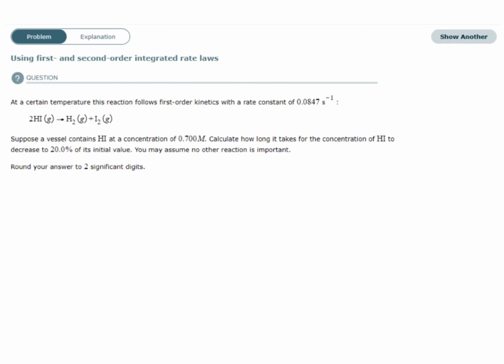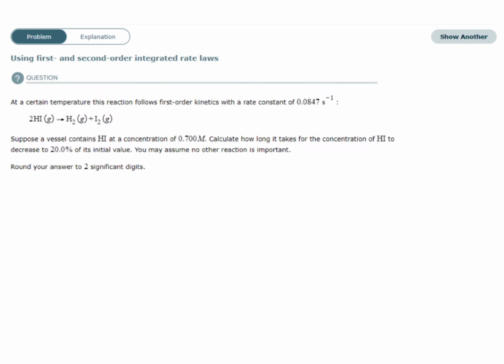In this example, at a certain temperature, this reaction follows first-order kinetics with a rate constant of 0.0847 per seconds. Suppose a vessel contains HI at a concentration of 0.700 molar. Calculate how long it takes for the concentration of HI to decrease to 20% of its initial value, and they want us to keep our final answer in 2 sig figs.